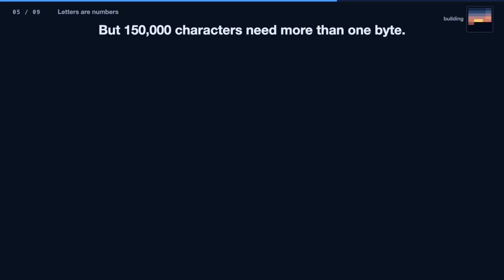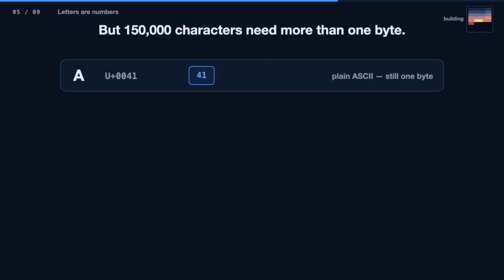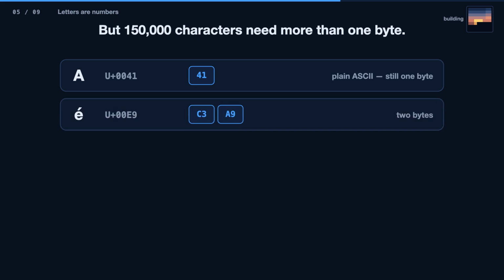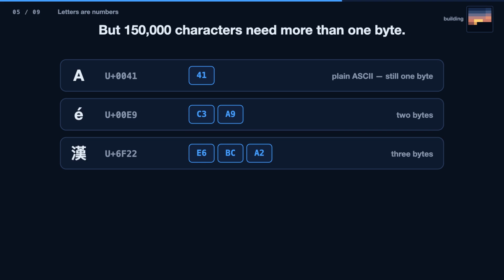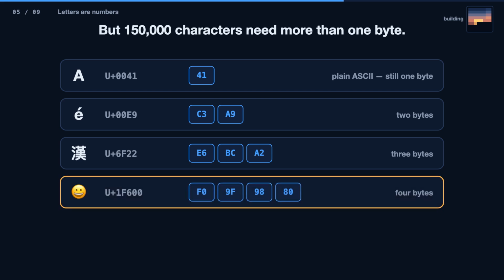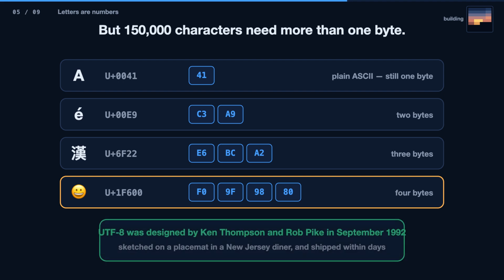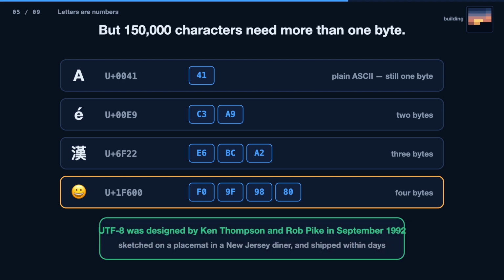Then the rest of the world arrived. 128 codes cannot hold accented letters, or Cyrillic, or Chinese, or Arabic, or Japanese. Every region invented its own table, so the same byte meant different letters in different countries. Open a file with the wrong one and you get garbage. It has a name, mojibake.